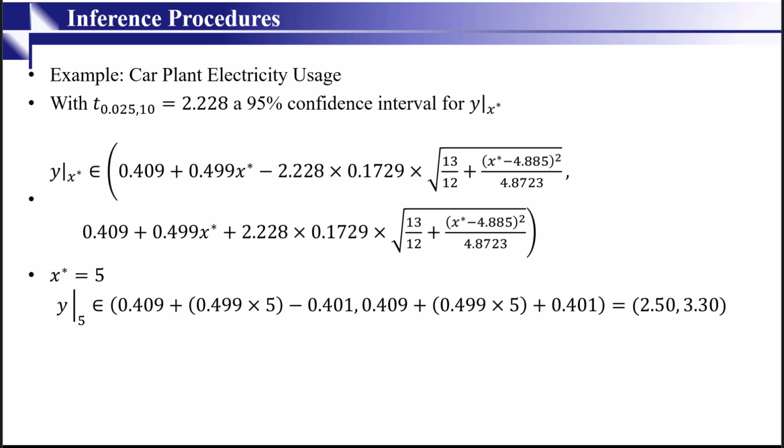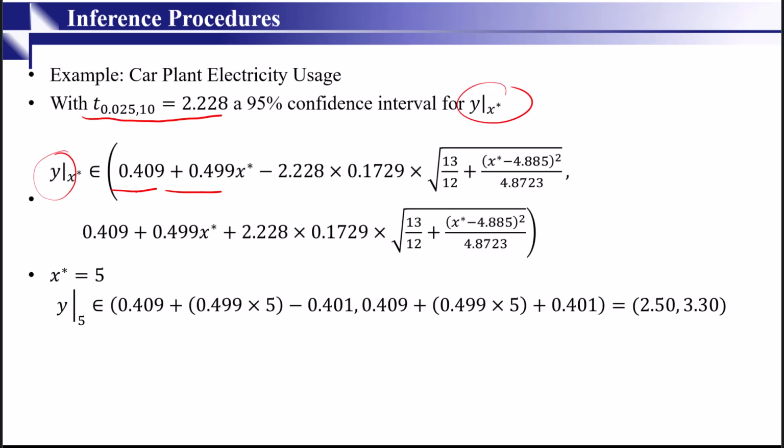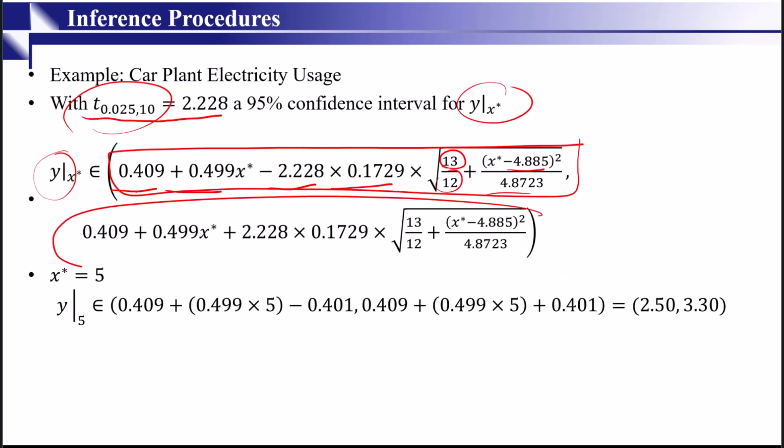Then again, we check our example. We already found that the t value for 0.025 and 10 is 2.228, for a 95% confidence interval, and we want to try this one. We already have found these values, and we just put them in our equation. So x bar is equal to 0.49, beta hat 1, beta hat 0, beta hat 1 x star minus this t value multiplied by sigma square multiplied by 1 plus 1 over n plus (x star minus x bar) square divided by Sxx, and you can find this lower bound and this is the upper bound.